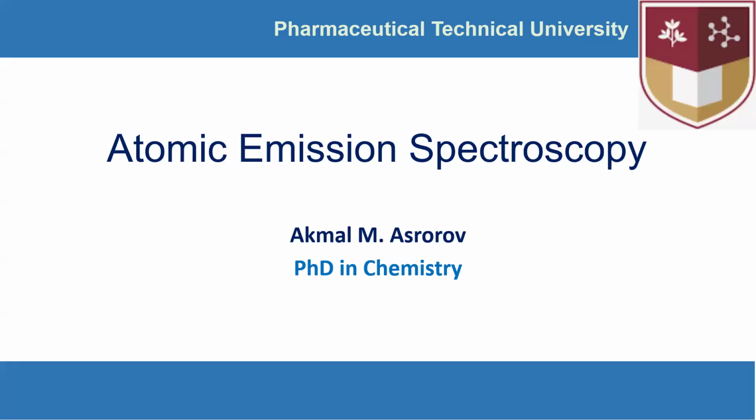Hello, today we are going to learn about atomic emission spectroscopy. This is a method which is effectively used to identify and quantify elements like heavy metals. It is effectively used for this purpose. And in this video lesson, we are going to learn what it is about and how it is carried out. We are going to learn about the mechanism of this method as well.